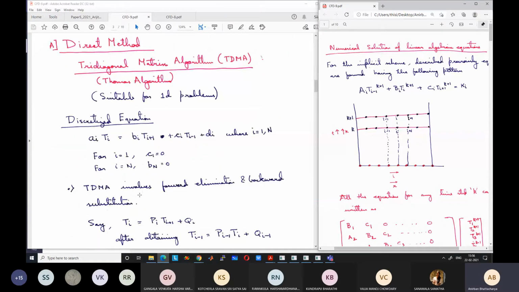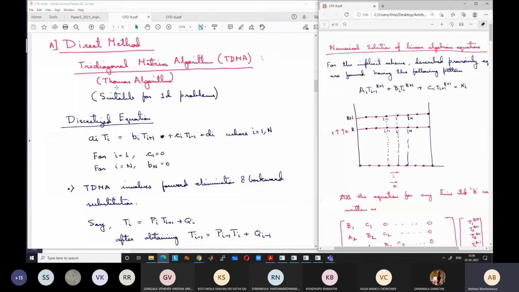So, direct method: the tridiagonal matrix algorithm. It is also known as the Thomas algorithm, based on the person who first derived this method. This is suitable for 1D problems, both 1D transient and steady state. For 2D or 3D problems, we need to modify this algorithm, and it will not remain a direct method, it will become an iterative method, which we will study in the next class, known as the line by line tridiagonal matrix algorithm.